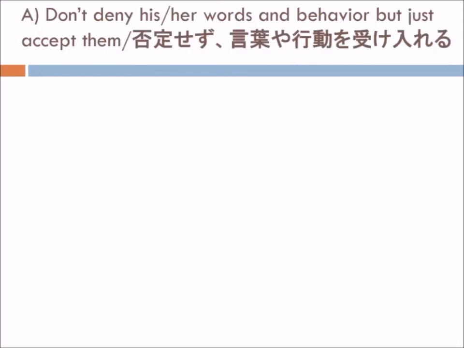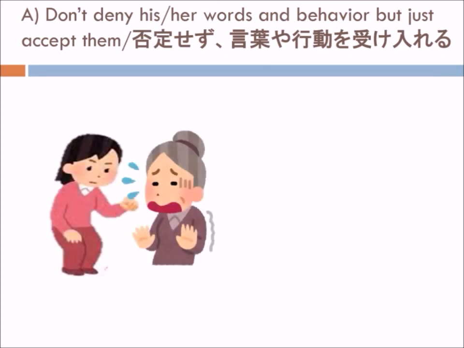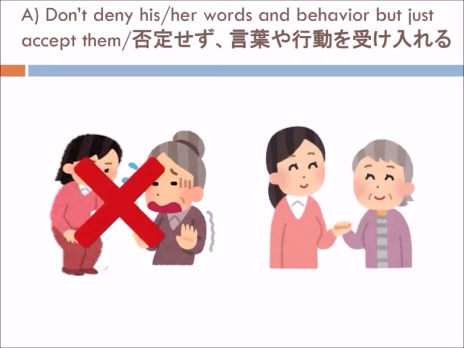Don't deny his or her words and behavior, but just accept them. Dementia is a syndrome in which there is deterioration in cognitive function in the brain. Therefore, it would be meaningless to correct or persuade them to do the right thing. I would rather say that it would cause the opposite effect. What is most important is to accept them.